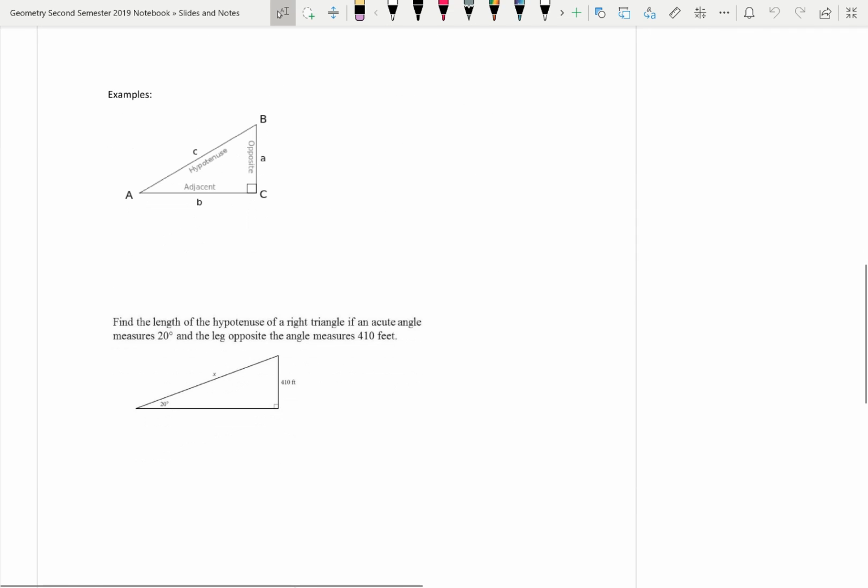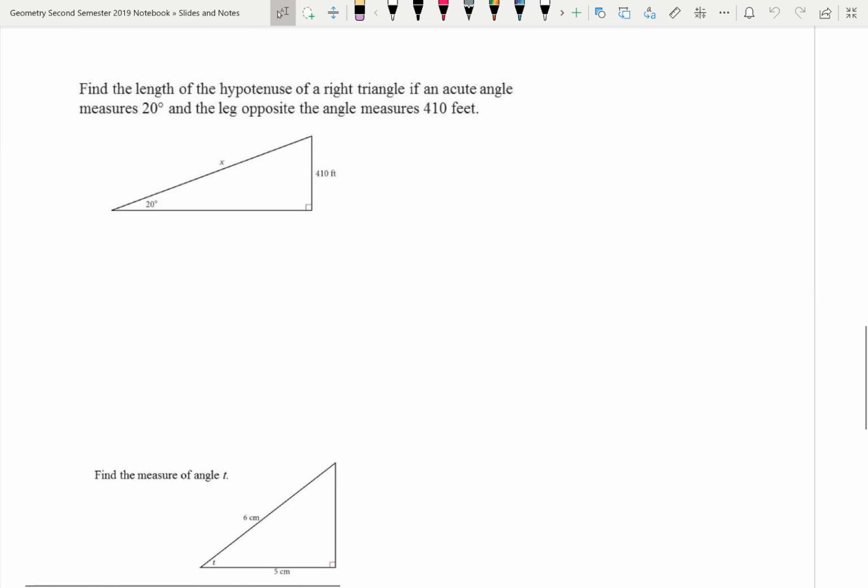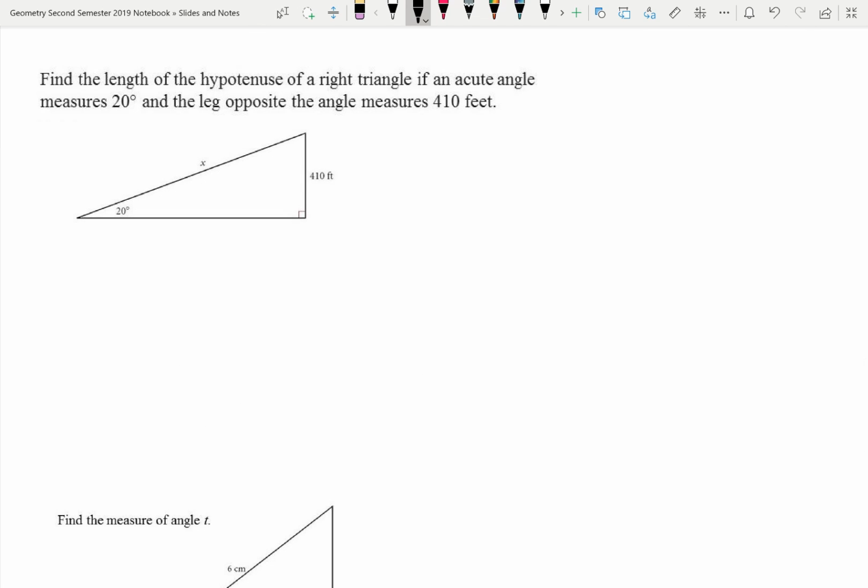If we go down to this one here, if we have a problem where you have a 20-degree right triangle, and we're trying to find the length of the hypotenuse. Well, which ratio are we going to use? Sine, cosine, or tangent? Well, there's this helpful thing called SOHCAHTOA.